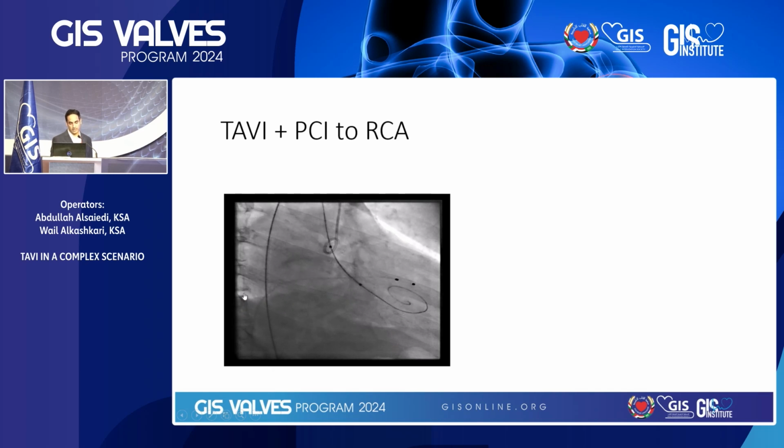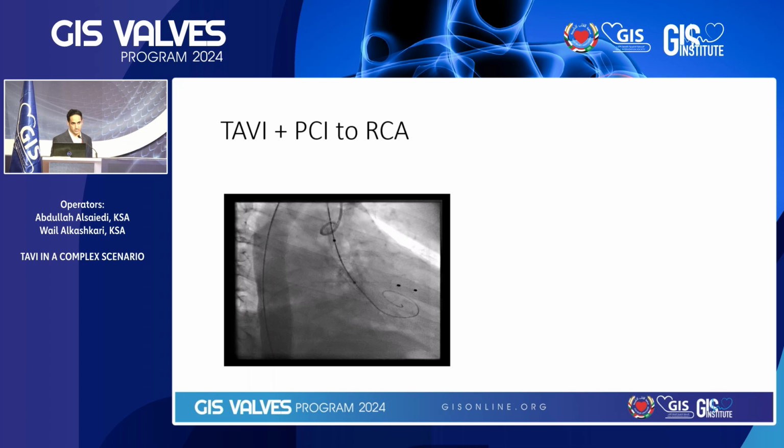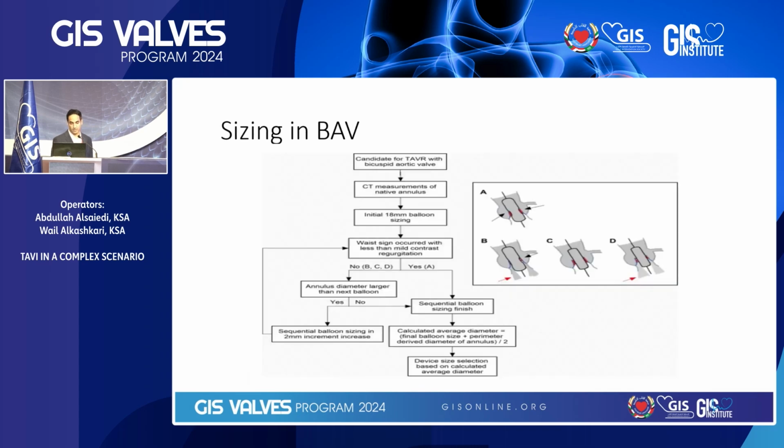So we inflated, and as you can see here, during the inflation we did an injection to see if there is any contrast leaking, and there is some waist. So we are sure the 26 balloon is going to seal the annulus at this level, confirming our CT finding, by going with a 26 size valve.